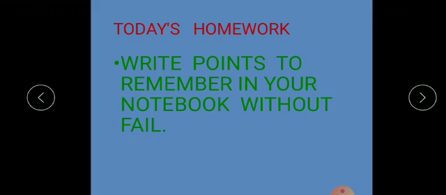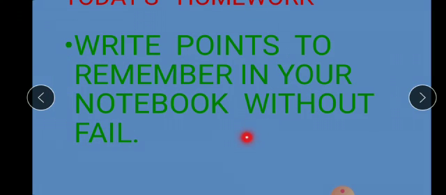So what is your today's homework? You have to write down points to remember, which we saw just now, in your notebook without fail. Even though we have completed the exercise of our lesson, afterwards you can start doing this homework, points to remember. You have already drawn the diagram which we have in the textbook in the exercise. The only thing is you have to just write down these points to remember in your notebook.